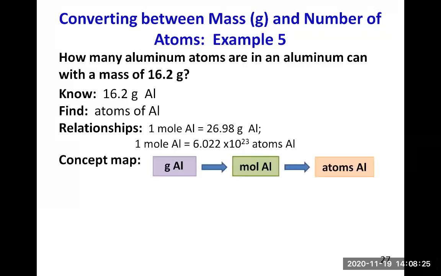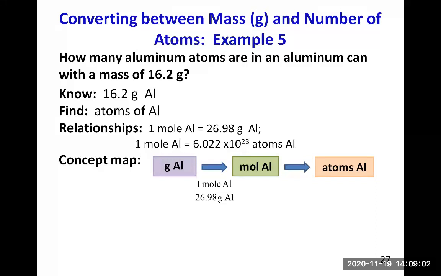So the concept map here shows how we will go from grams of aluminum, that's the given amount, to moles of aluminum using the molar mass, and then from moles of aluminum to atoms of aluminum using the Avogadro number or the definition of the mole. So the first conversion factor will change the grams to moles, and we will use the molar mass such that 1 mole is on top and the grams are on the bottom, because we have a given amount of grams, and so this way the units of grams will cancel.